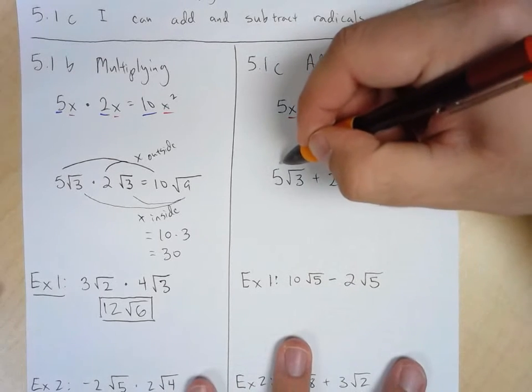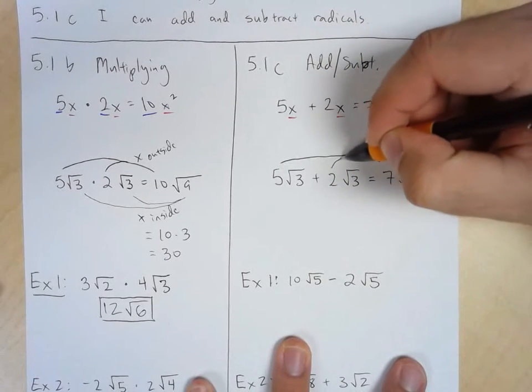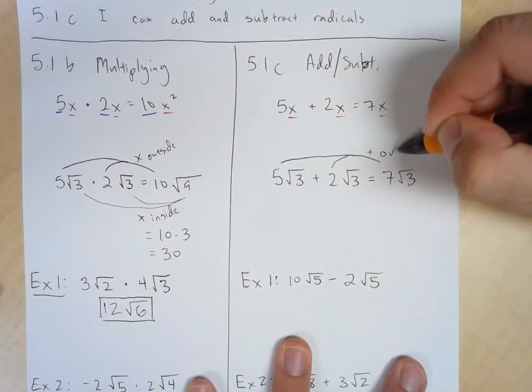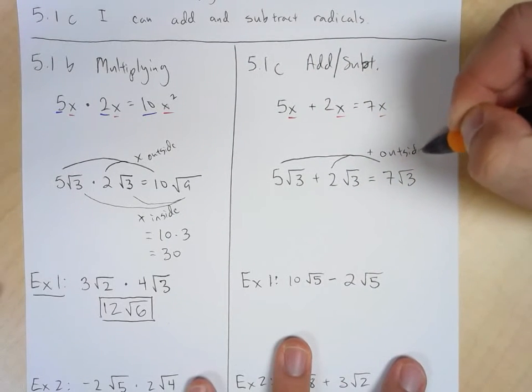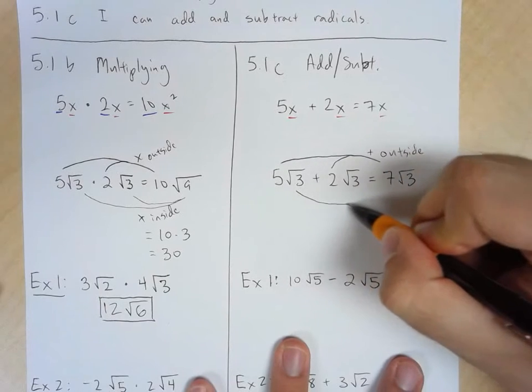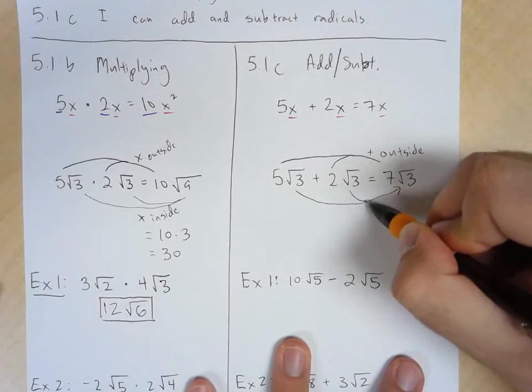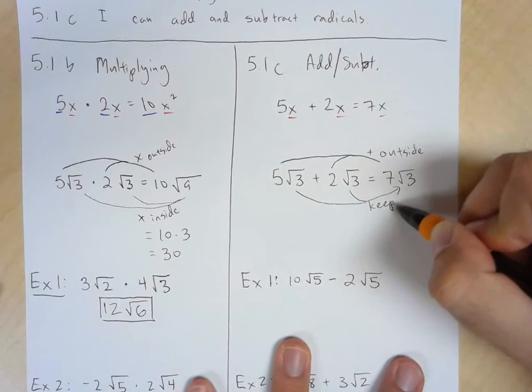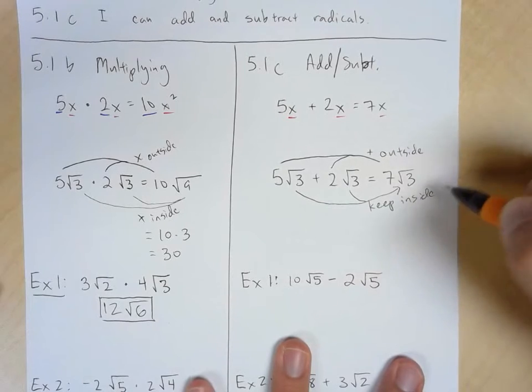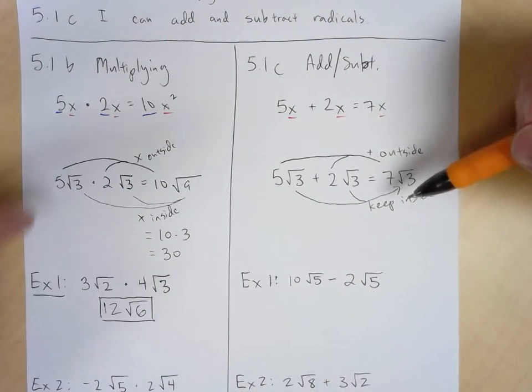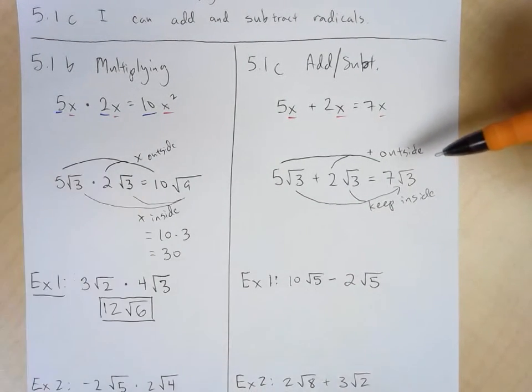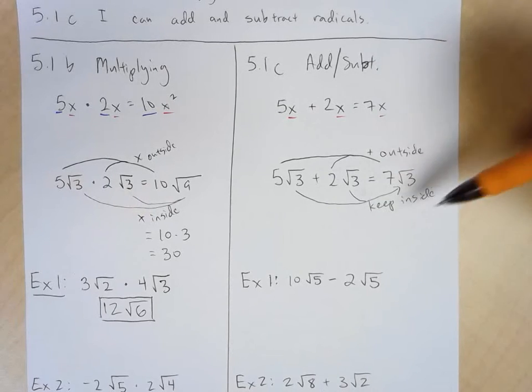So we're going to add our outside numbers, add the outside, and then we're going to keep the inside and just carry it over and keep it the same. So add outside, keep inside, as opposed to multiplying, where you multiply everything. But adding and subtracting, it's always been you have to have the same like terms. You have to have the exact same thing added to the exact same thing.